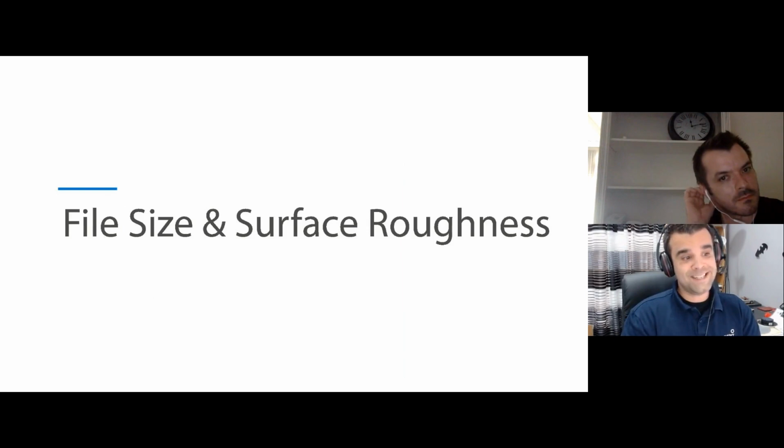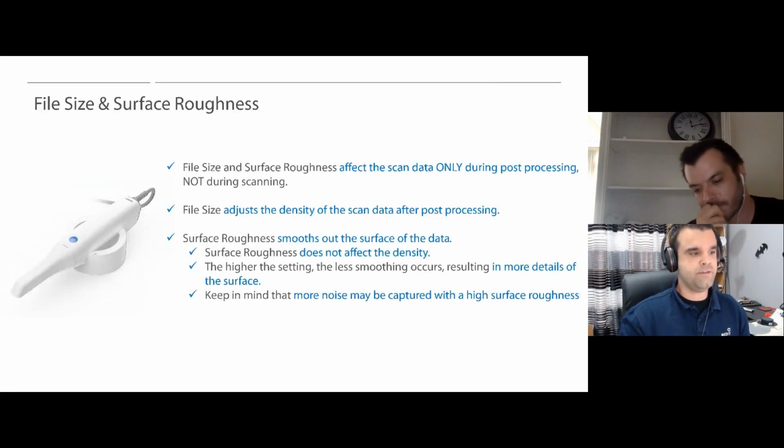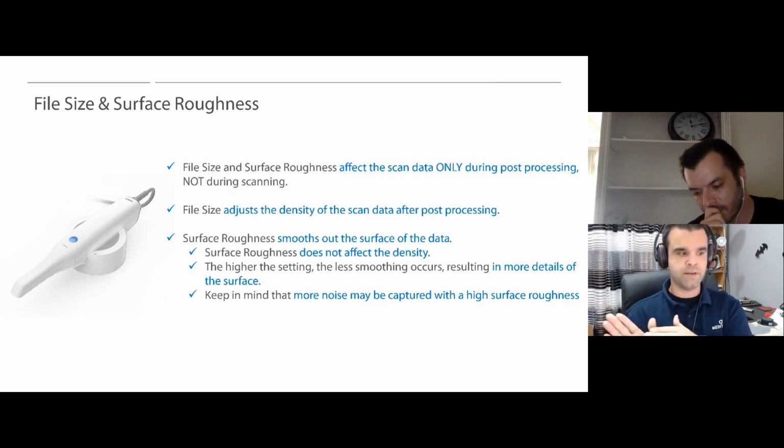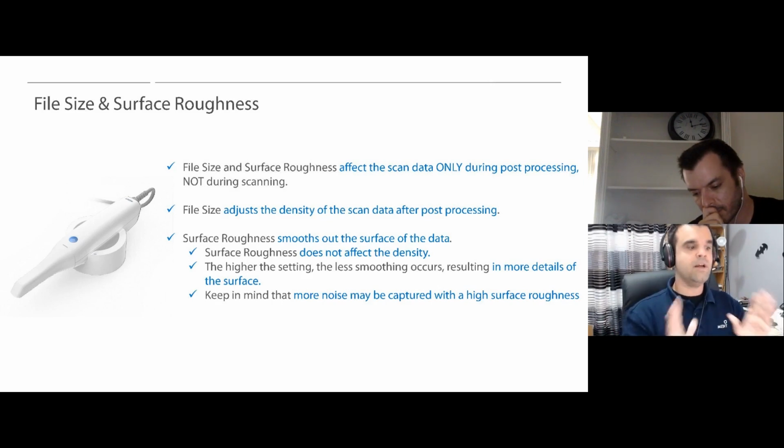Let's go now to the file size and surface roughness. What these two settings are doing and where you can find them. First of all, you can find them in the settings of iScan. And let's see what they are doing. Most important thing, the file size and the surface roughness affect the data only on the post-processing. They don't have any relationship at all with the scanning. So if you activate or adjust them, you always affect the data on the post-processing side.